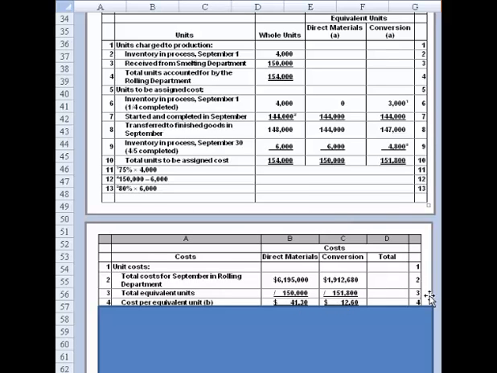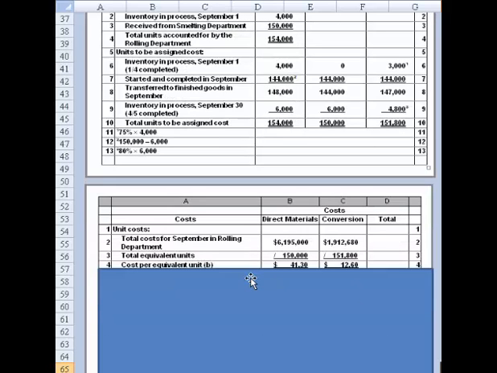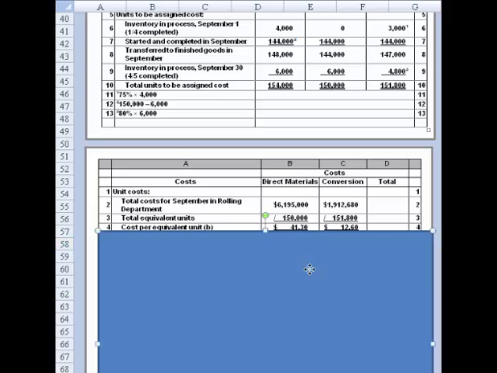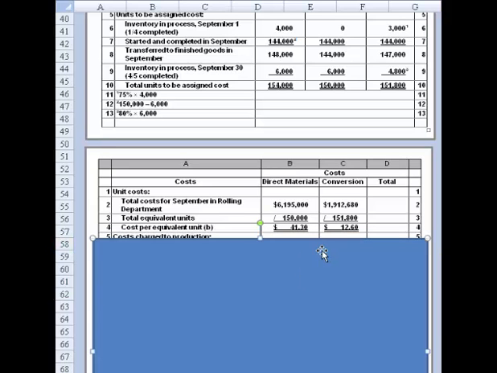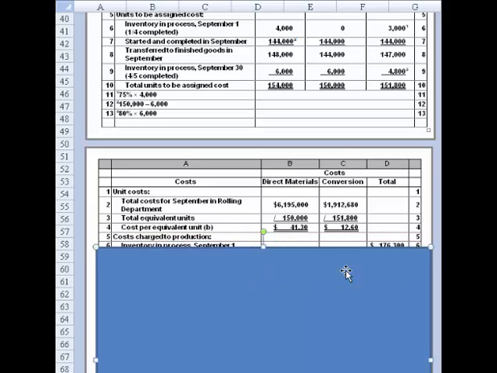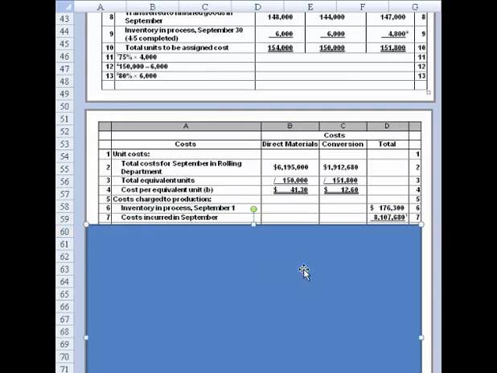So we drop those here and here, then we divide the costs, right? Take the cost divided by the equivalent units, and we come up with 4130 and 1260 as our cost per equivalent unit. Then we need to figure out what's the cost charged to production. Well, we had inventory in process at the beginning of 176,000, and we had costs incurred in September of $8,107,680.